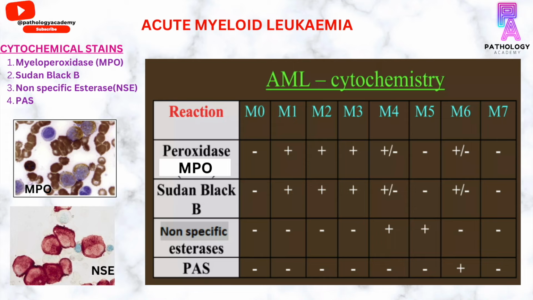Coming to the cytochemistry in acute myeloid leukemia. The cytochemical stains which are used are myeloperoxidase, Sudan black B, non-specific esterase, and periodic acid Schiff stains. In M1, M2, M3, basically peroxidase and Sudan black B positive myeloblasts are seen. Non-specific esterase shows positivity in monoblasts and cells of monocytic lineage, and it's positive in category M4 and M5. The periodic acid Schiff stain stains the erythroblast, and it is positive in M6 series.